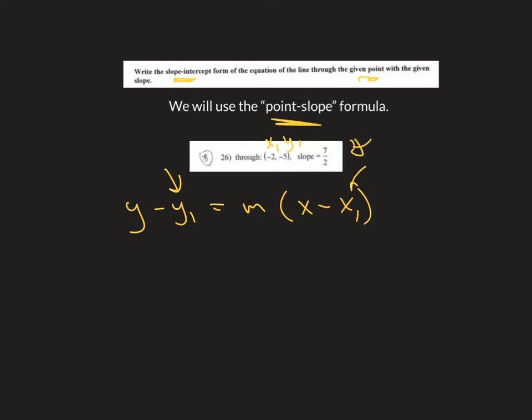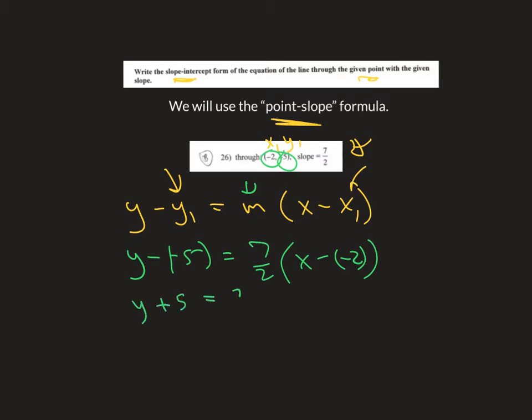So I'm going to have y minus y1, which is negative 5. So I'm going to say negative 5 equals the slope, which was given to me as 7/2 times x minus x1, which was given as negative 2. Now this looks a little scary, but let's just tighten it up a little bit. Y minus negative 5 is the same as y plus 5. 7/2 times x minus a negative 2 is the same as x plus 2. So got rid of all the double negatives.